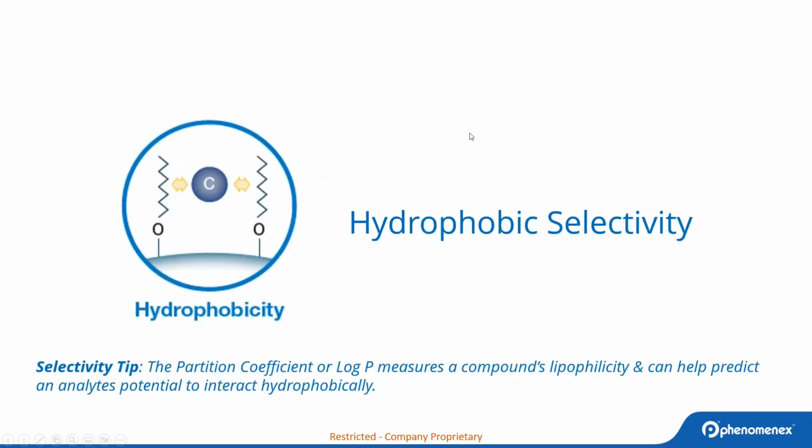So looking at hydrophobic selectivity and going through each of these, a selectivity tip for hydrophobicity is that the partition coefficient, or the log P, measures a compound's hydrophobicity, and can help predict an analyte's potential to interact hydrophobically. So it's a good point to work from.